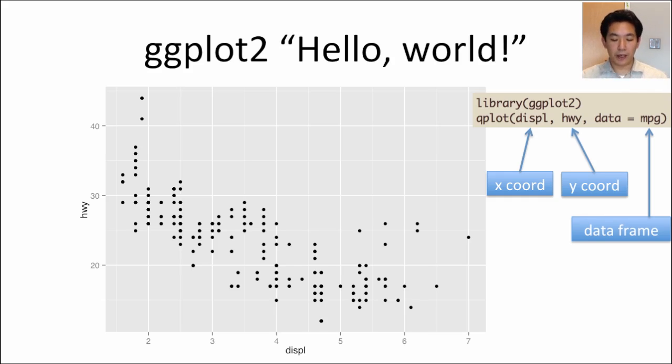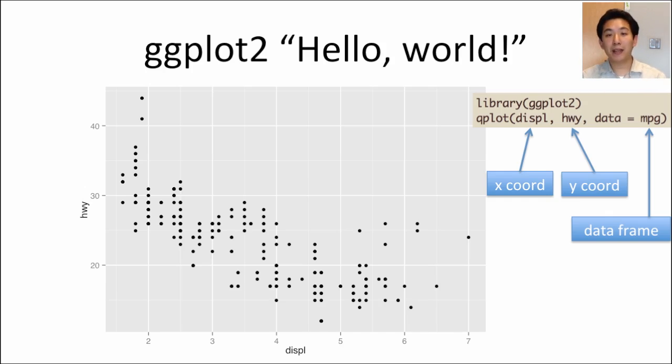So a very simple plot you can make, I call this the hello world for ggplot, is to call the qplot function. On the x-axis I had this displacement variable, which is the engine size variable. And then on the y-axis I got the highway mileage. And you can see that I specified the data frame with the data argument. So I say data equals mpg, so the data come from this mpg data frame. And so that's very simple.